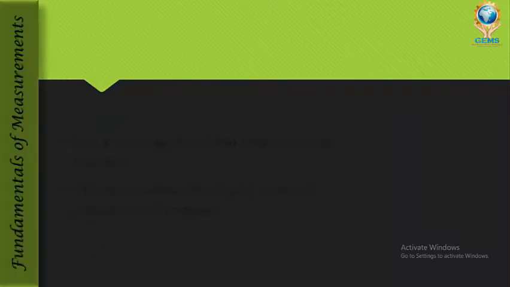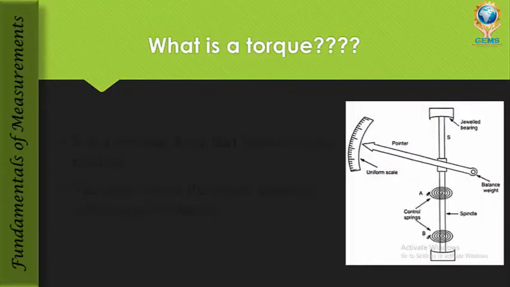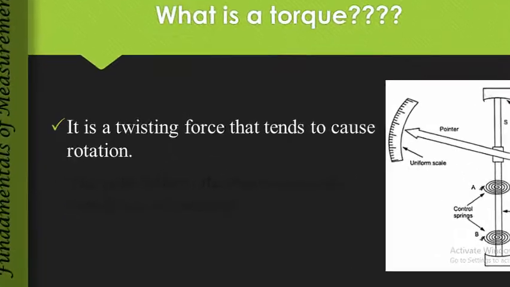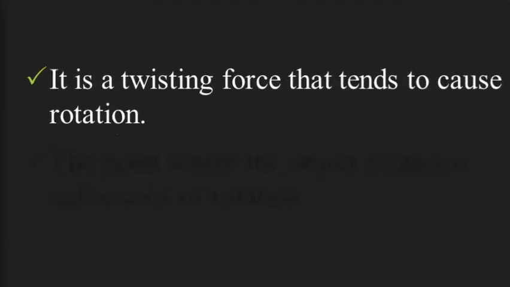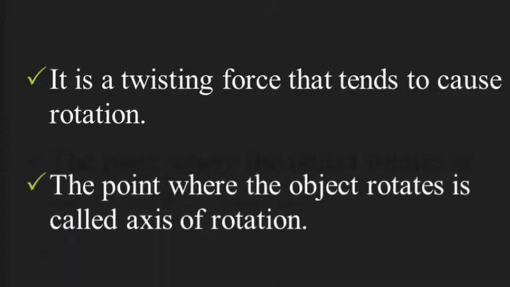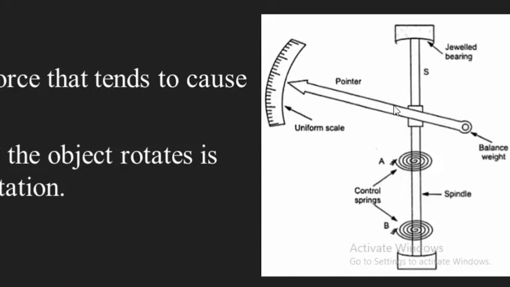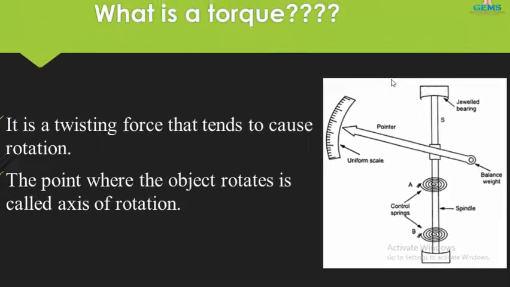So hope you got an idea of what is a torque. So what is a torque? Torque is a force which causes an object to rotate about an axis, or it is a twisting force that tends to cause rotation. So torque is basically a force which causes movement. It is measured by two parameters, force and the distance to which the force has moved. The point where the object rotates is called the axis of rotation. So here you can see a pointer.